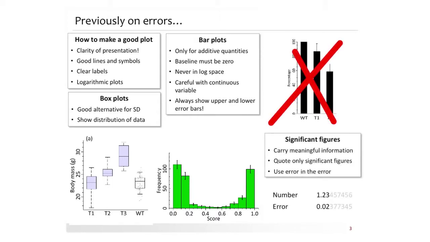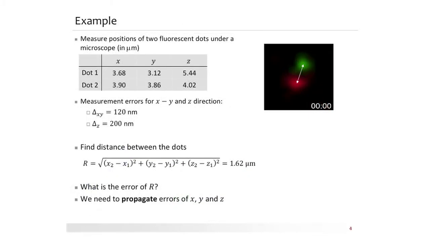I also mentioned significant figures and how to quote numbers and errors. The quick rule is that you quote only significant figures, and you use the error to find how many significant figures you have in your error, and then align it at the same decimal place with the number and quote only this. Right, let's start with an example for today.